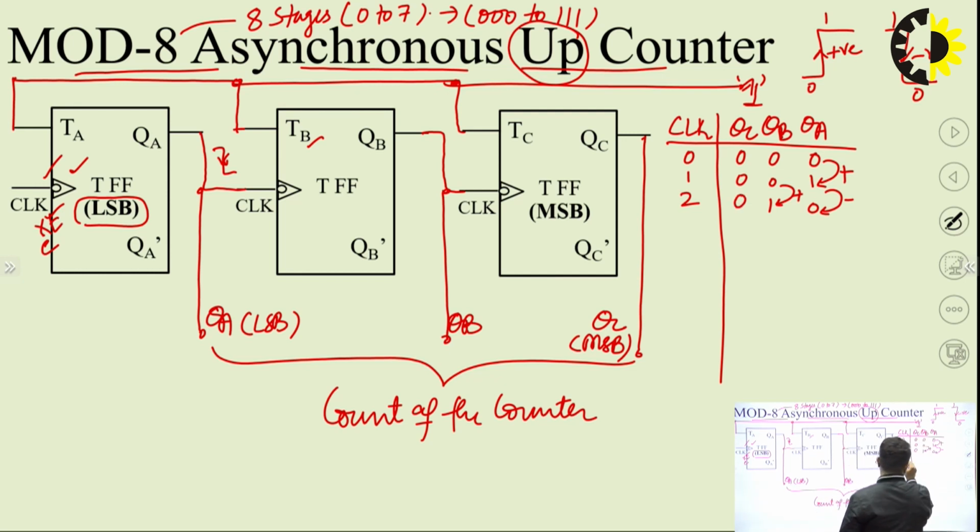Okay. Similarly, if we proceed further for the third pulse, again, A will toggle. This will be a positive transition. The required one is a negative transition. So B cannot change, it remains in its previous state. C cannot change, it remains in its previous state.